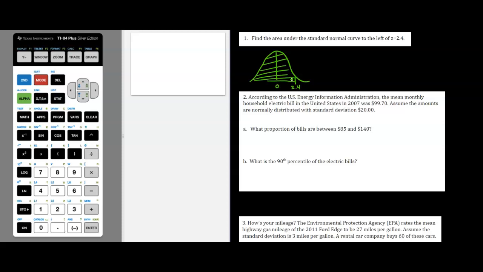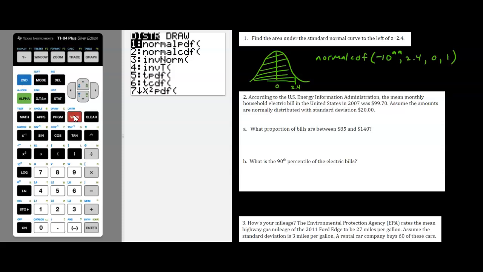We're finding an area, so we know that the tool that we're going to use in the calculator will be normal CDF. And when we use normal CDF, it's going to prompt us for a lower bound. So I look at the far left, the far lowest value over here, and that's going all the way to the left, and so the lowest value would actually be negative 10 to the 99th power. We're going all the way up to an upper bound of 2.4, and this is standard normal, so I would enter 0 for the mean and 1 for the standard deviation.